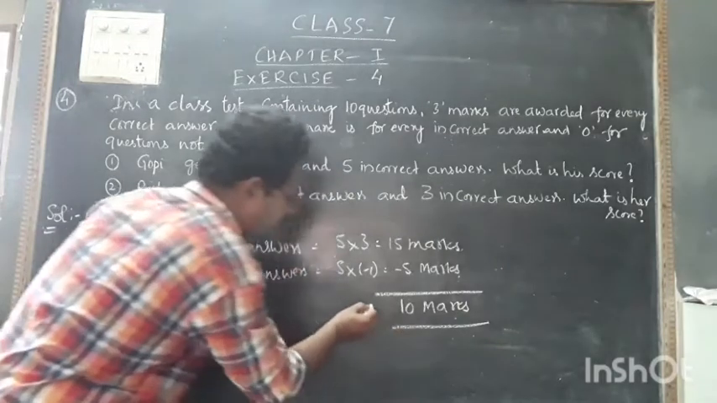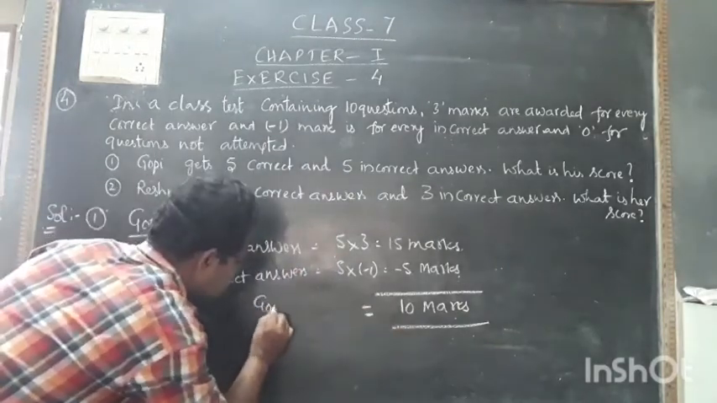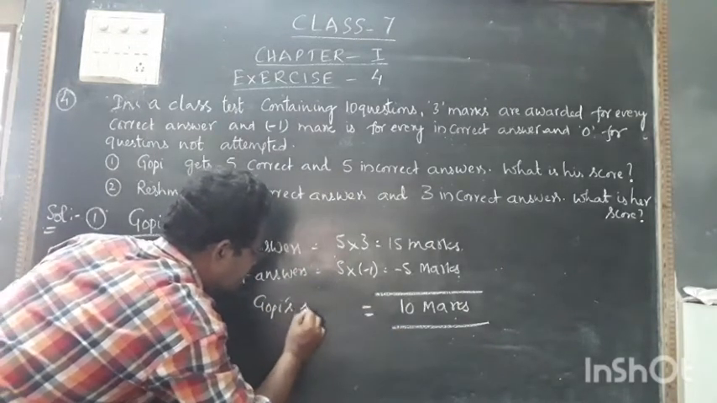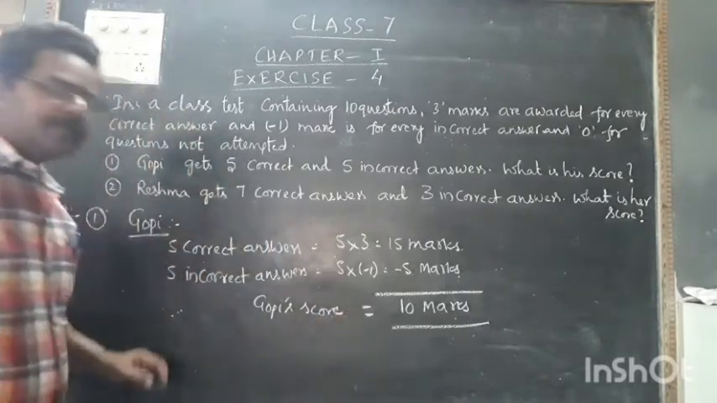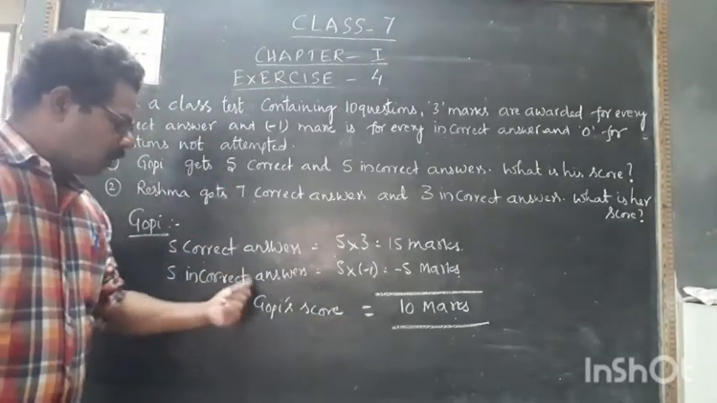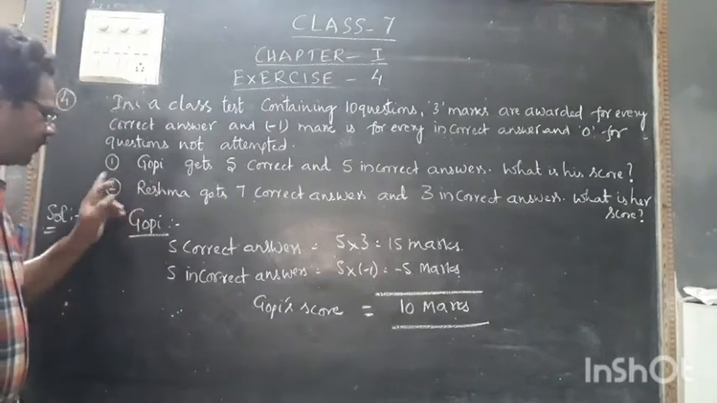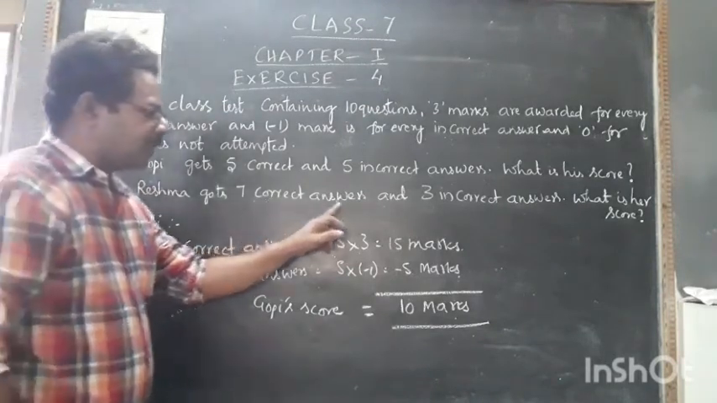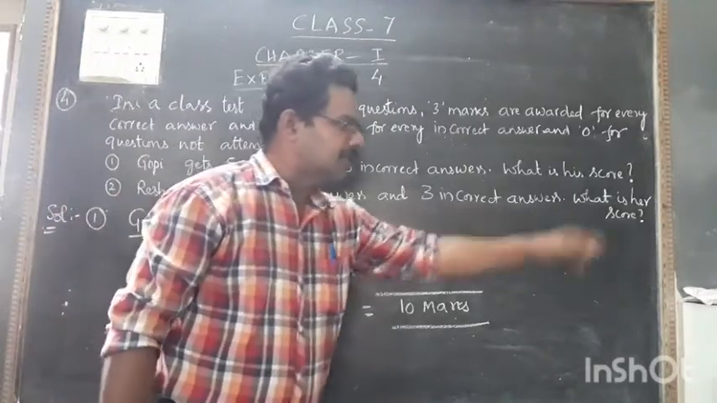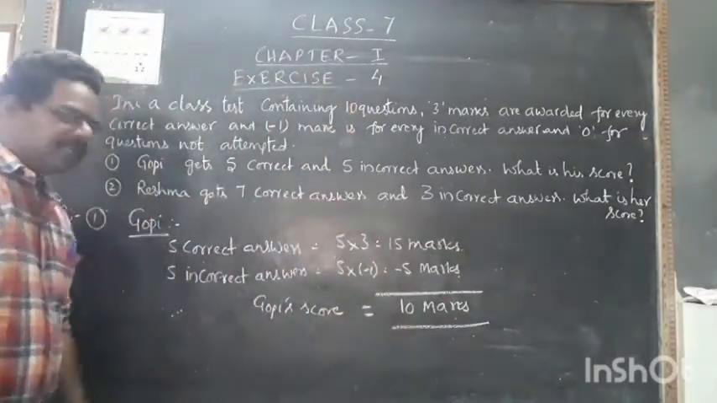So this 10 marks is nothing but Gopi's score. Gopi's score is equal to 10 marks. Like that, this is Gopi. Like that, Rashma gets 7 correct answers and 3 incorrect answers. What is her score? That we shall see.